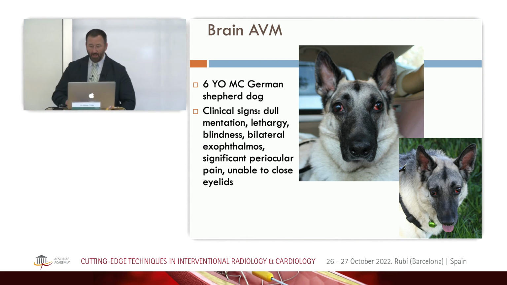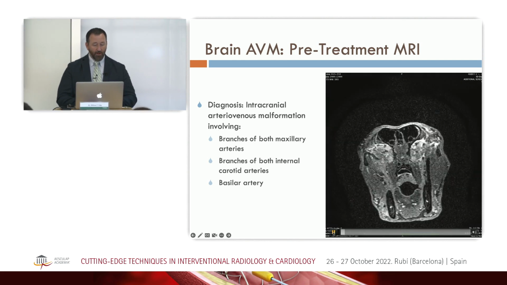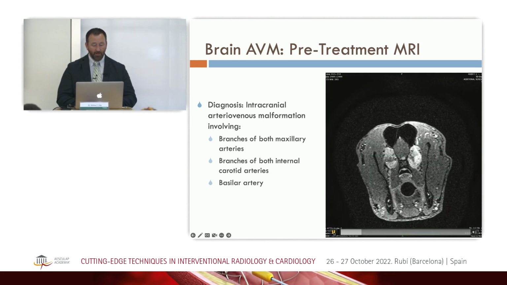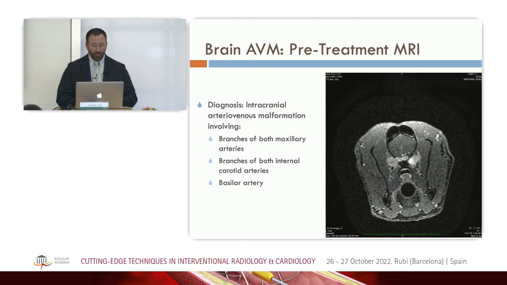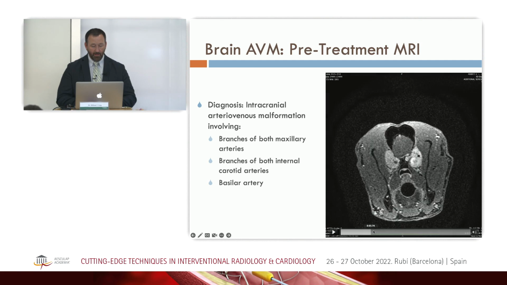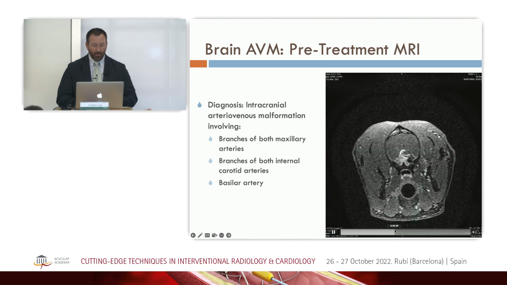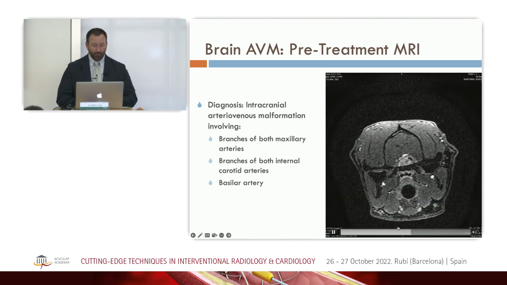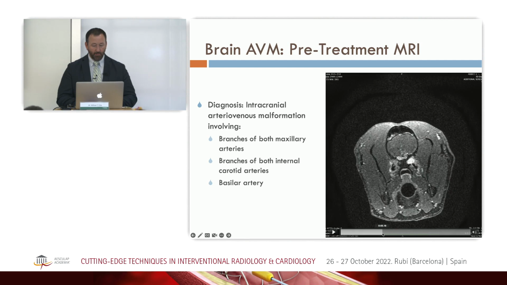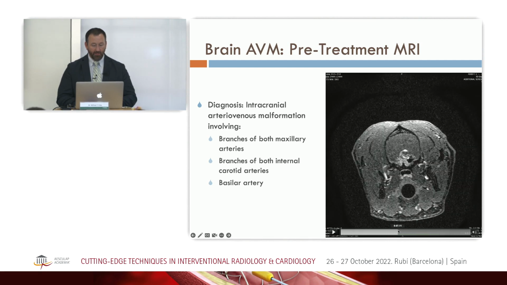And so we MR'd him and found an intracranial arteriovenous malformation. As we come in here, you can start to see the brain, and right through this region you can see this abnormal vessel coming into the brain. That's going to travel through. You can see it continue on.